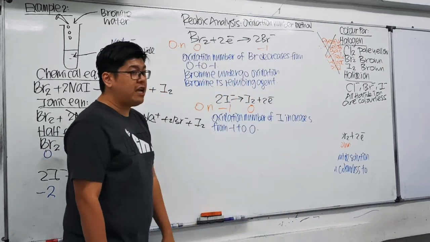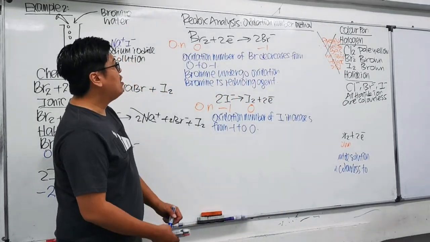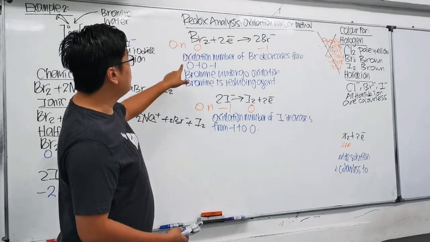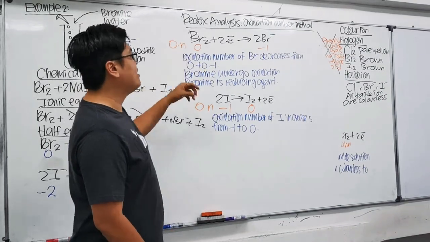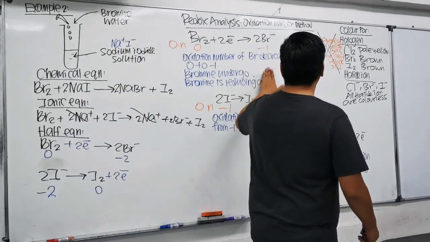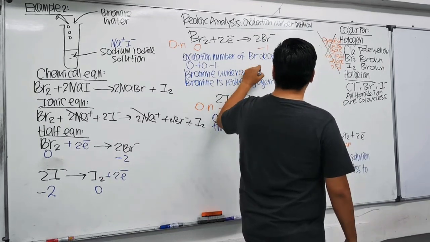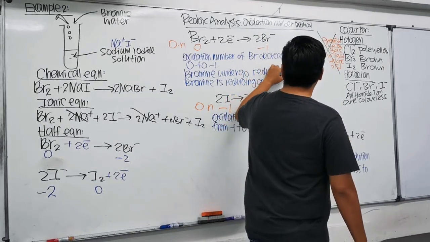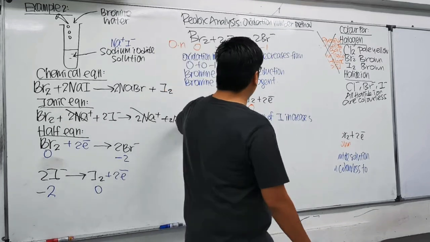When oxidation number increases, the process is oxidation. Okay, did I write it wrongly? 0 to -1, decrease. So right here I wrote it wrongly, my bad. 0 to -1, this is reduction. Sorry for that. Okay, so bromine undergoes reduction. This is the oxidizing agent.